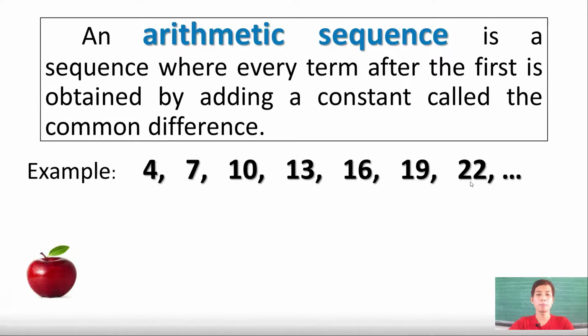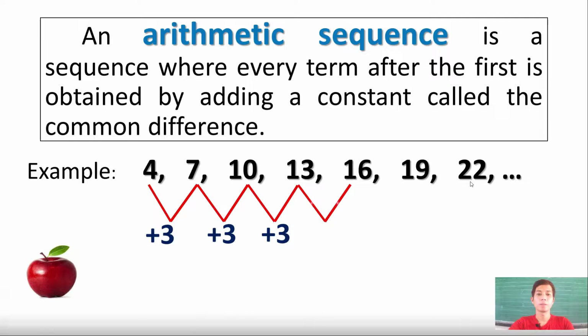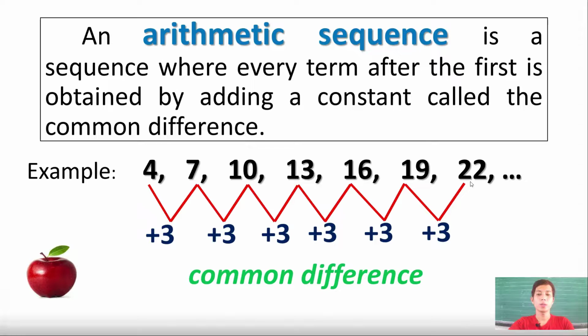Let's take another example. So given the sequence 4, 7, 10, 13, 16, 19, 22, and so on, what do you think is the number that is being added? Precisely, the number that is being added to obtain the next term here is 3. Now, the number that is being added to obtain the next term is what we call the common difference. So in arithmetic sequence, there is always a presence of the so-called common difference.